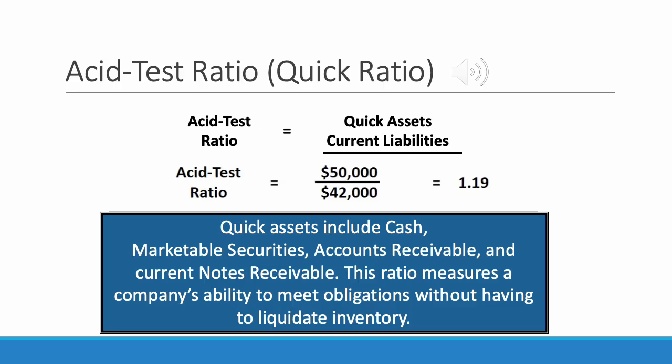Just like with the current ratio, we want this number to be above 1 and we don't want to see it declining over time. Now we can move on to the next group of ratios, which are the asset management ratios.